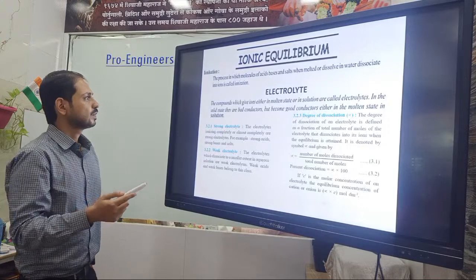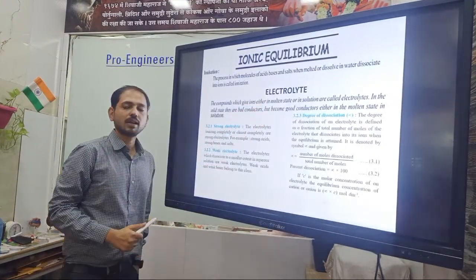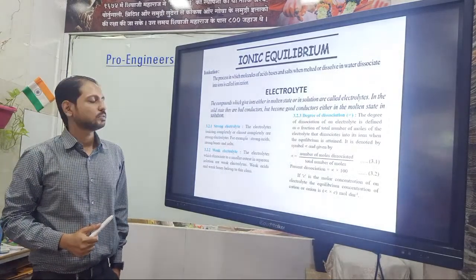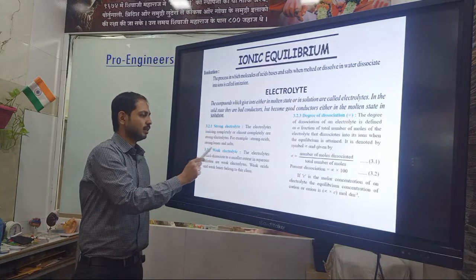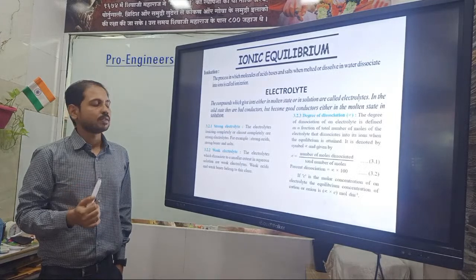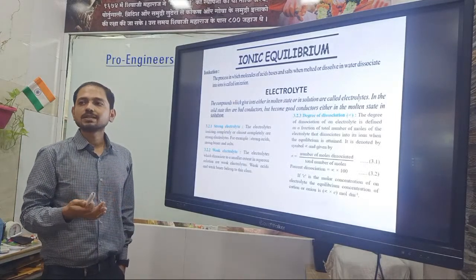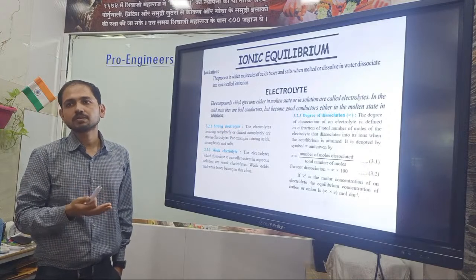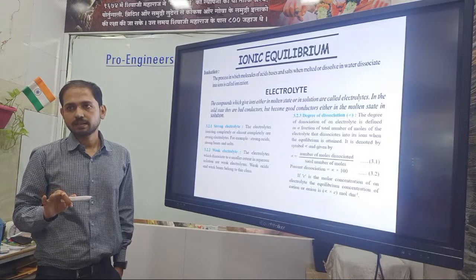Now we need to understand how many types of electrolytes there are. There are basically two types. One is the strong electrolyte, another one is the weak electrolyte. What do you mean by a strong electrolyte? What do you mean by a weak electrolyte? And what is the basic difference between them? That we need to understand, right?